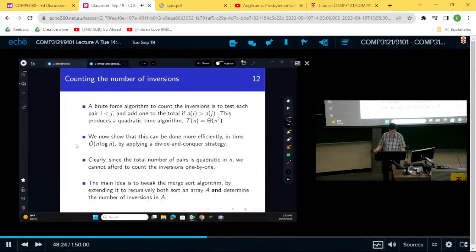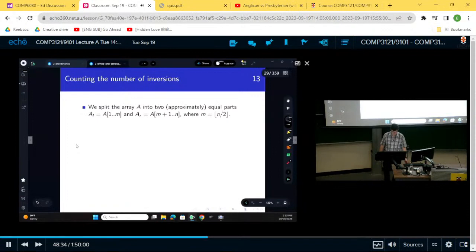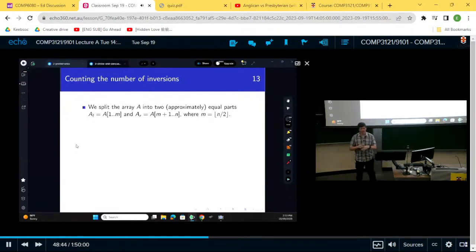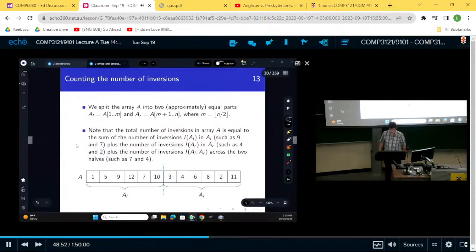So we need to do something smarter. Our algorithm will have similarities with the merge sort algorithm. We're going to try to split our array into two. So what do we need to count actually? We take our array and split it into two halves, called AL and AR.